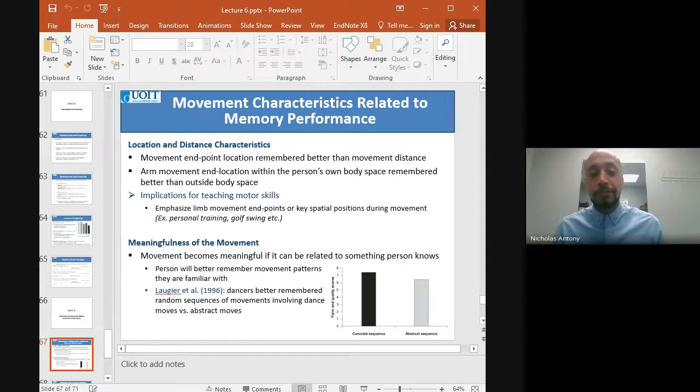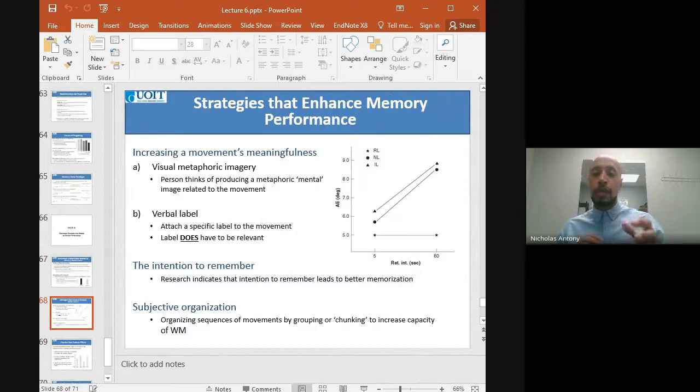Yeah. The other thing that allows people to remember better is if you give them meaningfulness of the movement. But we're talking about motor skills here, right? So if I give someone some imagery or attach a label that gives them meaningfulness or a better visual or mental picture of the movement, it gives them the ability to learn it better. So giving some visual imagery or a label.